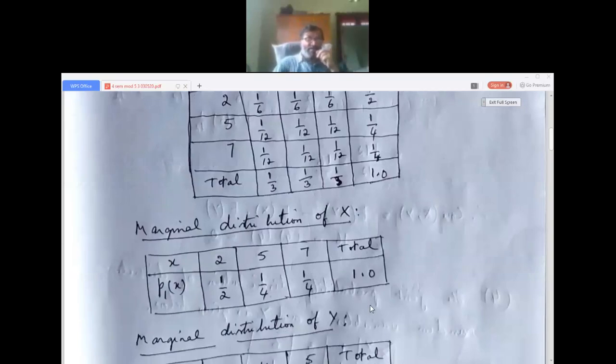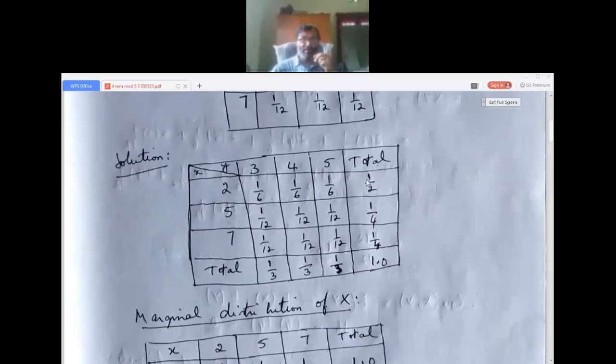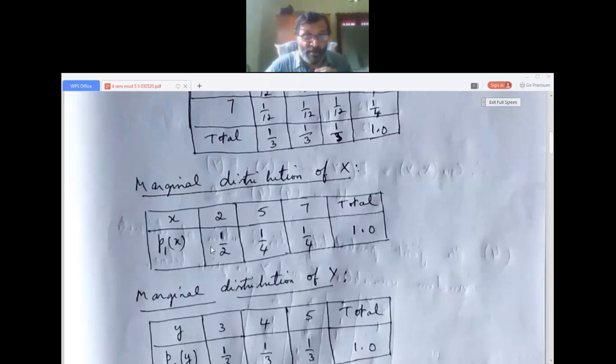Now, the first sub-question is the marginal distribution of x. You can see the x values in the table, so write them from the table: 2, 5, 7. And this is P1 of x, the marginal distribution of x. For the value 2, it is half. For the value 5, it is 1 by 4. For 7, it is 1 by 4. Then you add it: 1 by 2 plus 1 by 4 plus 1 by 4, so 4 by 4, that is 1.